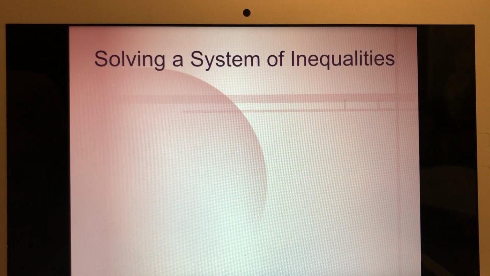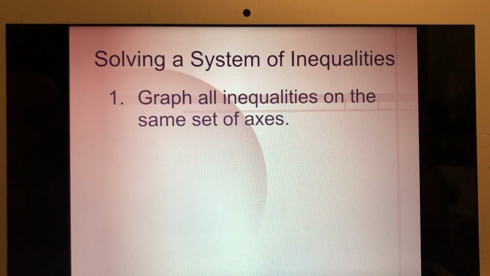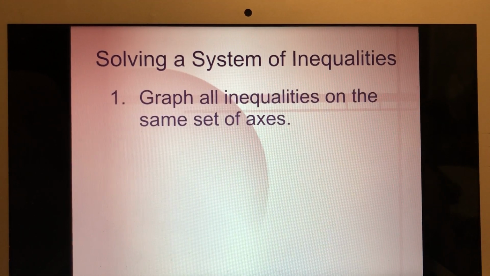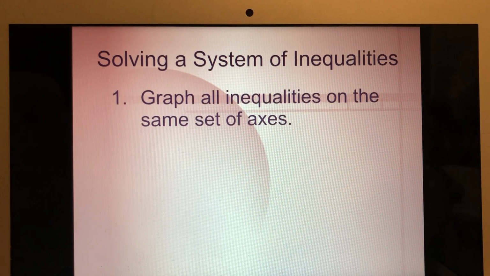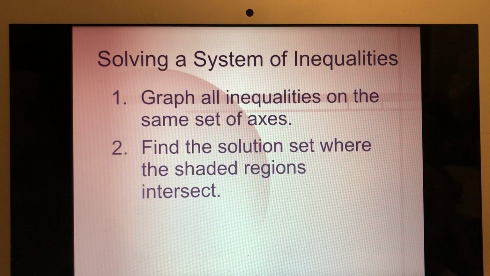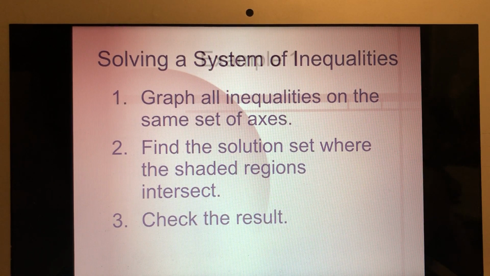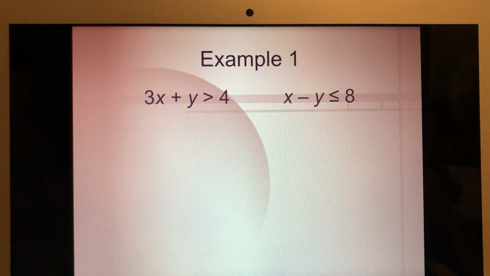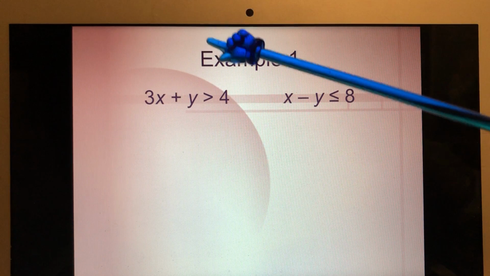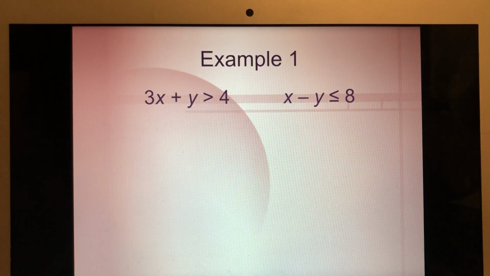Solving a system of inequalities. In order to do that, you're going to graph all the inequalities on the same set of axes. Find the solution set where the shaded regions intersect. Check your results.